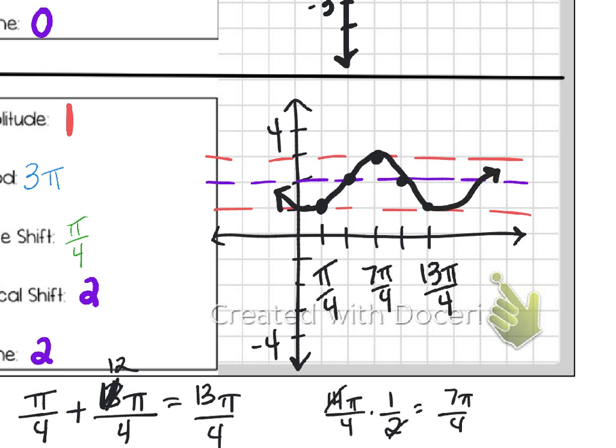So marking all these pieces on your graph and making sure it's super neat is what I'm going to be looking for.